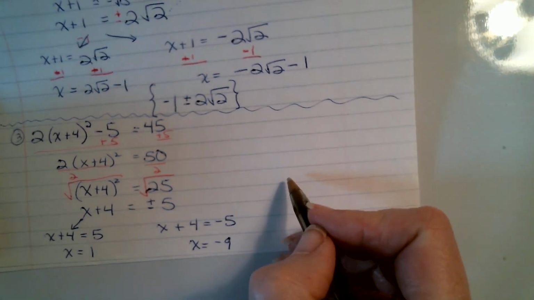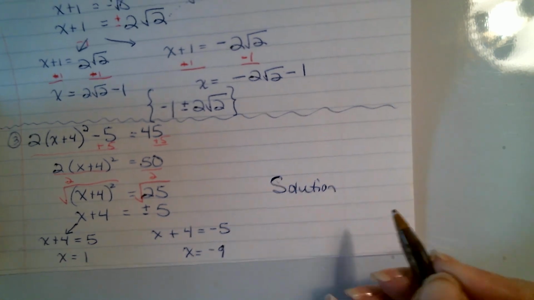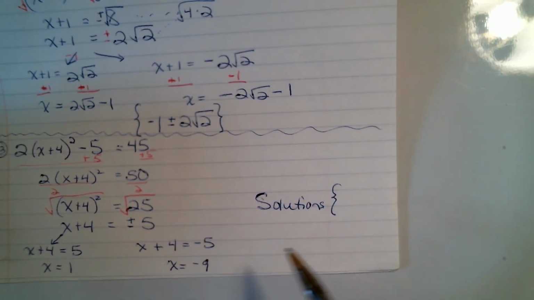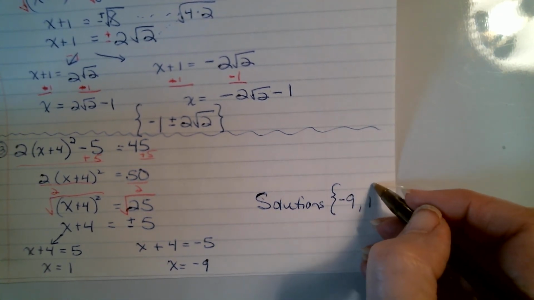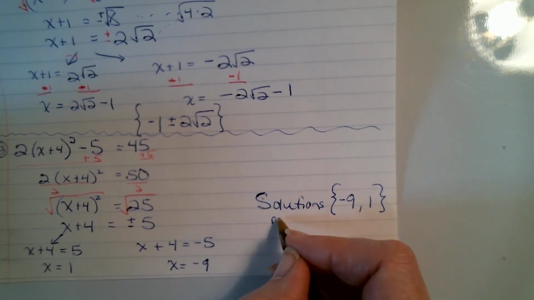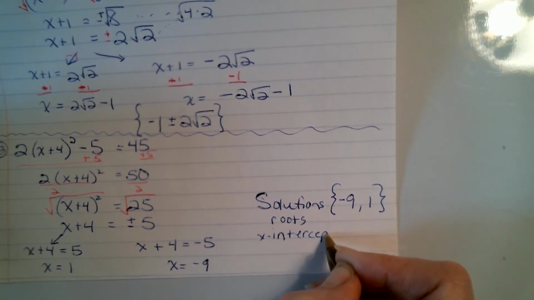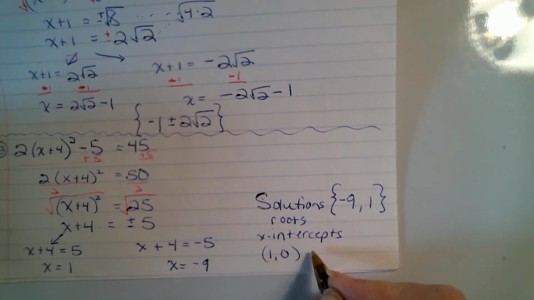Again, a couple things that tells me: solutions are 1 and negative 9. I like to do them in order because I kind of want to visualize this on the graph. Where is it crossing the x-axis? These are the roots. They're also called the x-intercepts, right? So I could write them as ordered pairs. It's when y is 0.